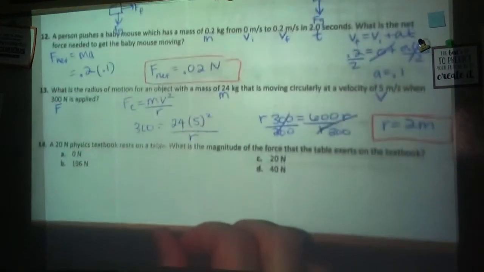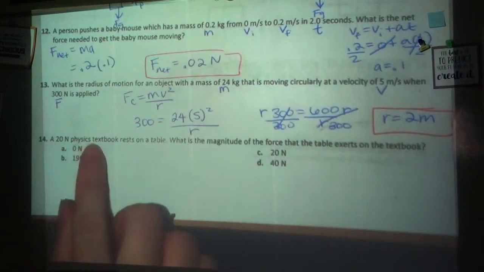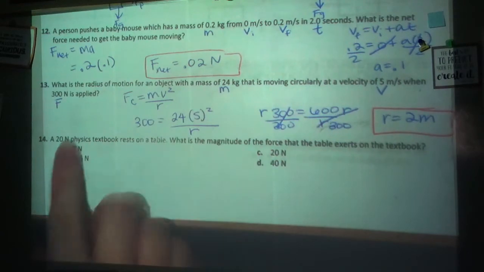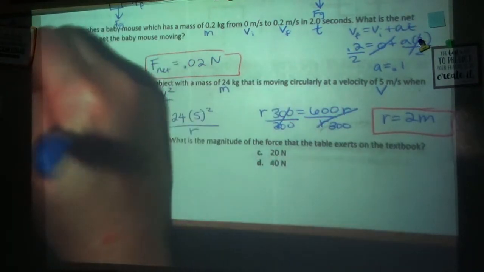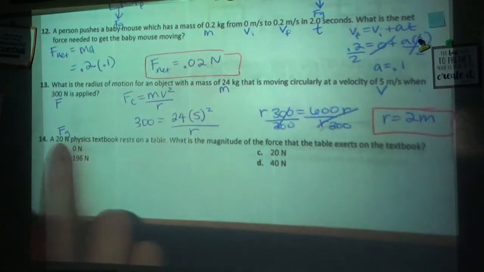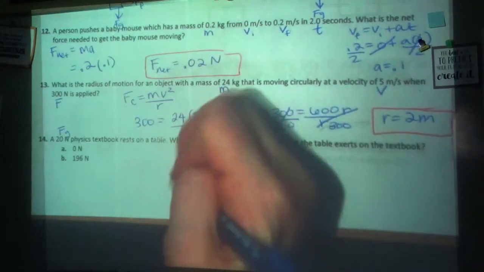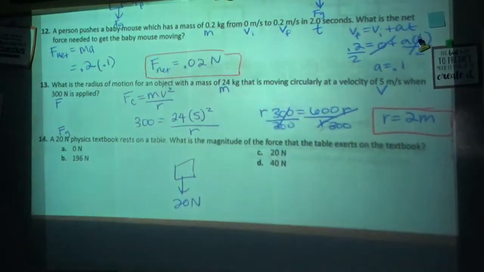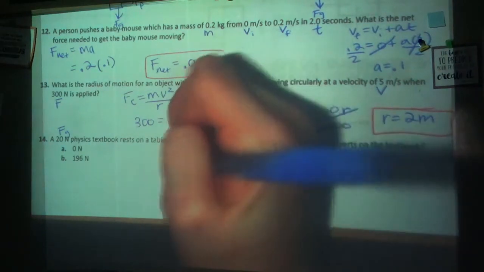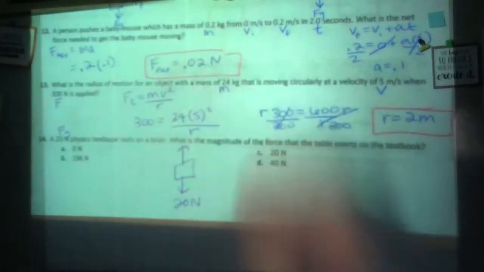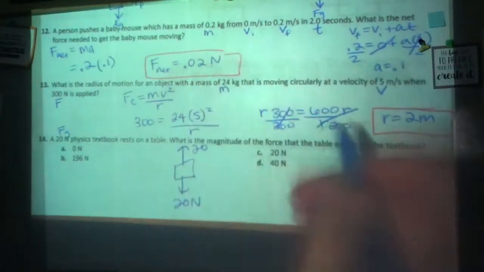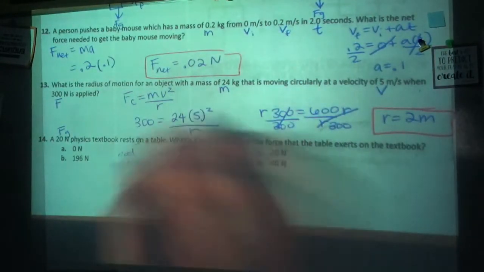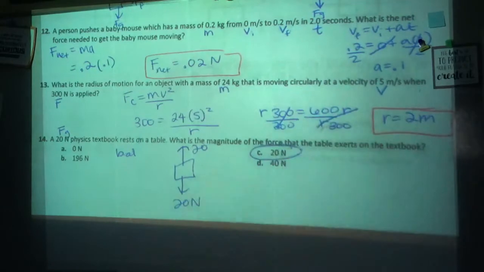Alright, number 14. So I have a 20 newton physics textbook resting on a table. This is in newtons, so that is the force, and that's the force of gravity or the weight. So if it weighs 20 newtons, then the force that the table exerts on the textbook, so basically it's asking how much does the table push up on the book? Well, it's at rest, which means balanced, so then my force must be 20 newtons up. 20 up and 20 down would cancel out.